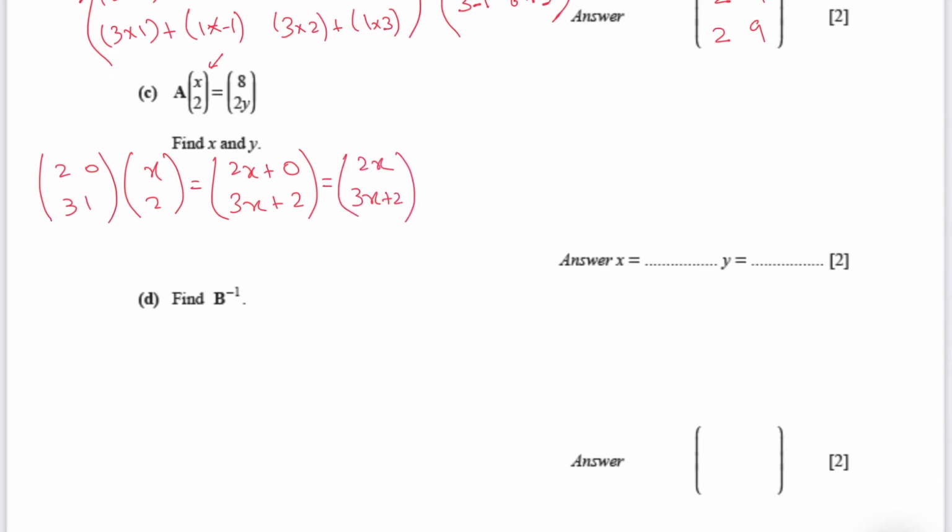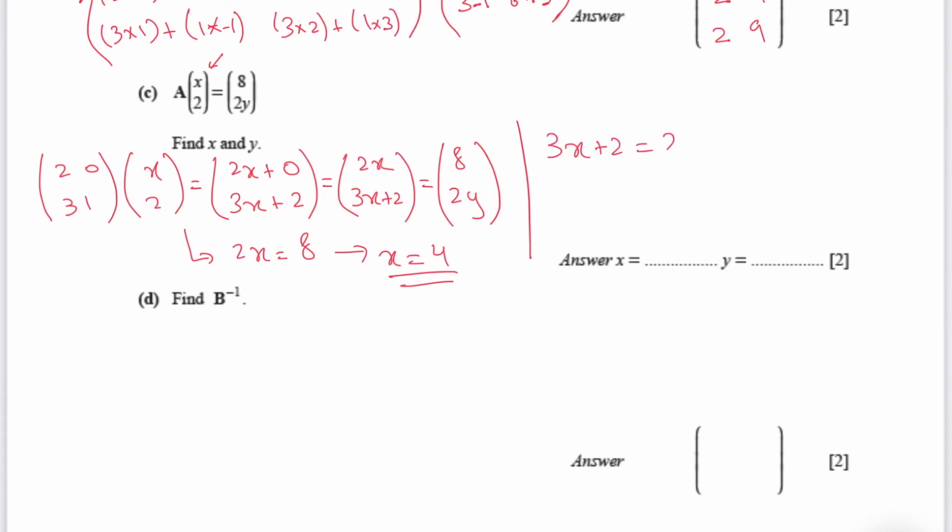This matrix over here is equal to 8 and 2y. So that means 2x would be equal to 8. So x comes out to be 4. That's one of the values. And then since x is 4, 3x plus 2 is equal to 2y. You do 3 times 4 plus 2 equal to 2y. So 2y would be equal to 12 plus 2, which is 14. That means y is equal to 7. That's the second value. So x is equal to 4, y is equal to 7.